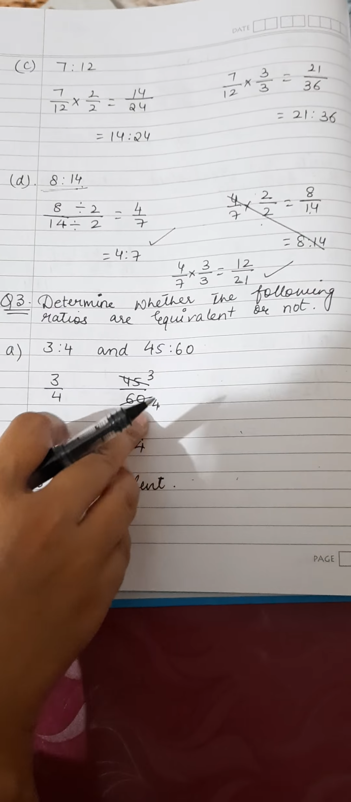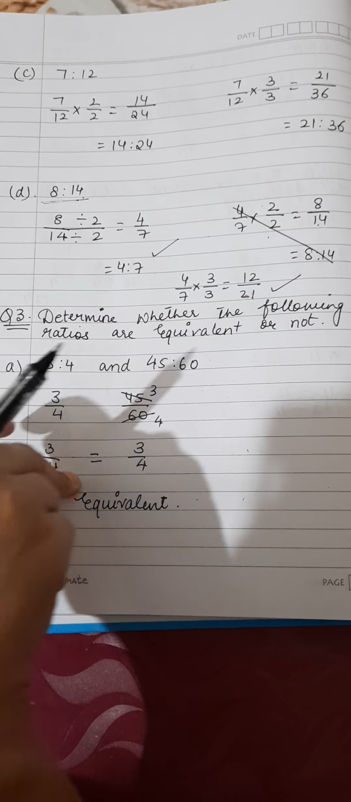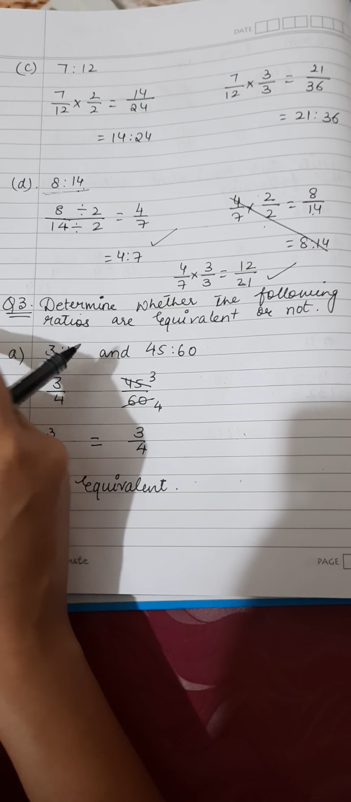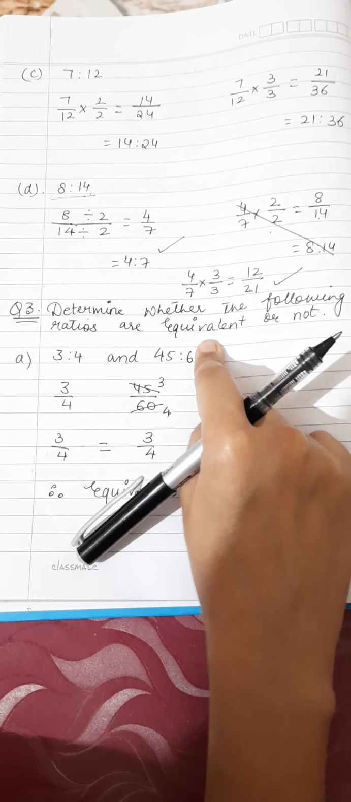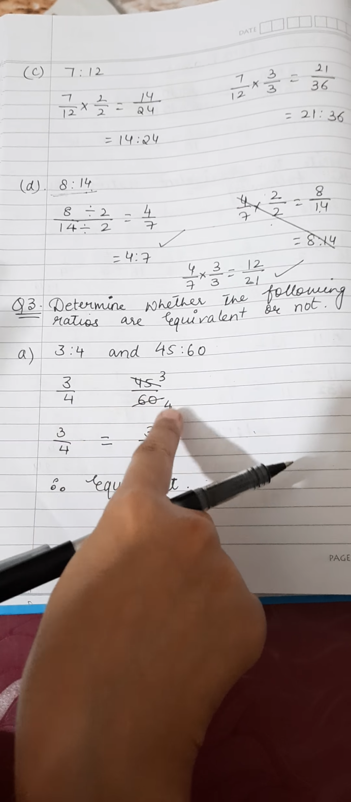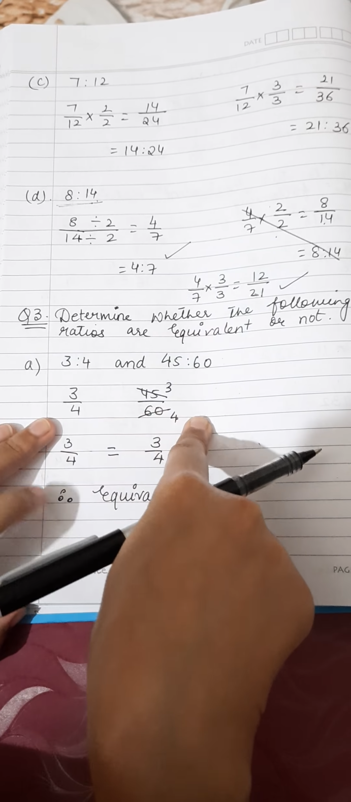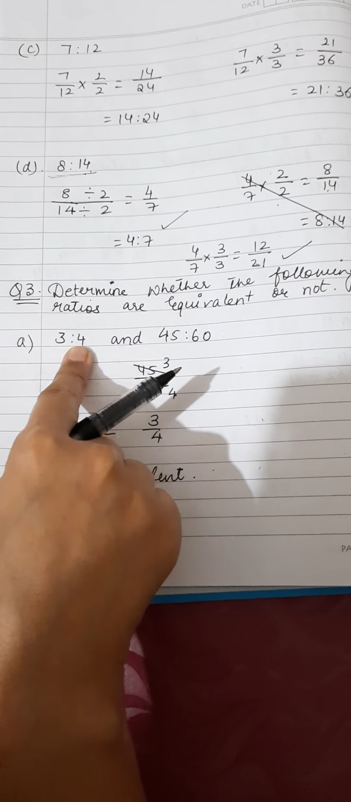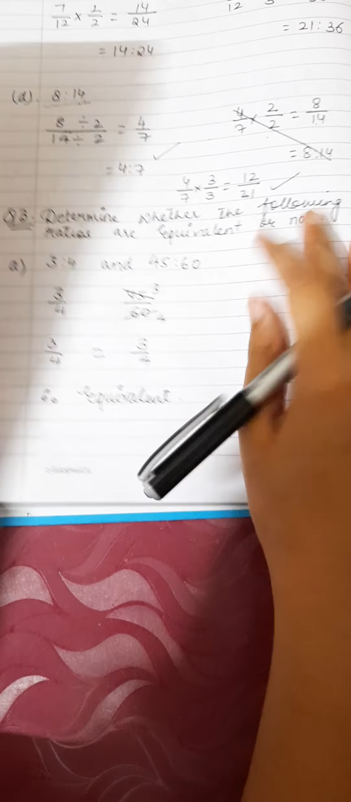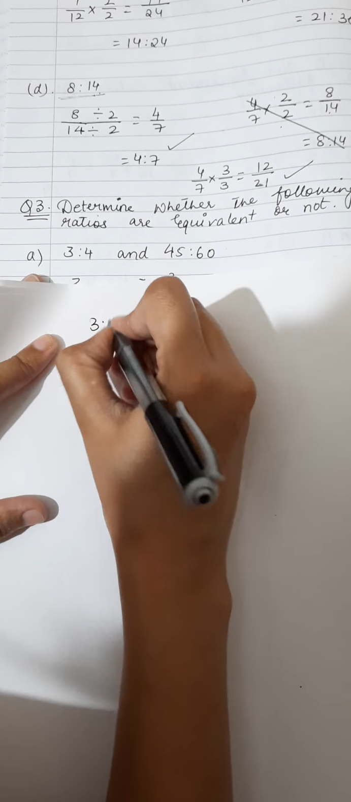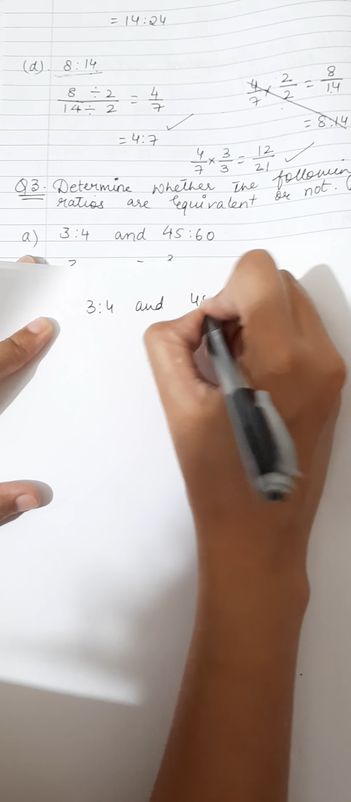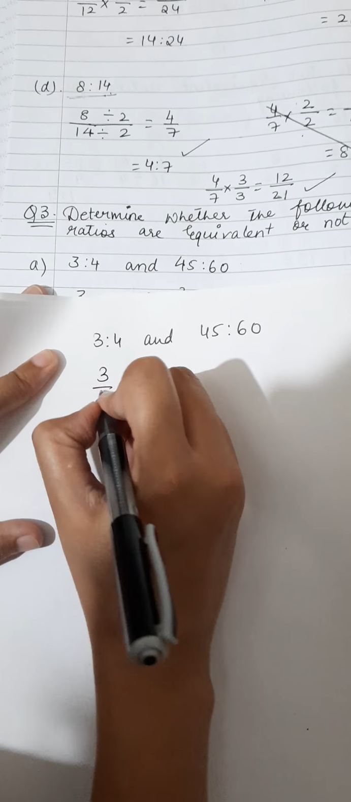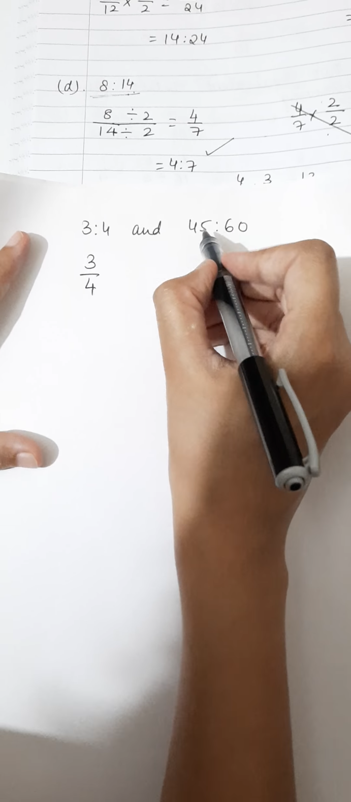Question number 3. Now in this question you have to determine whether the following ratios are equivalent or not. Equivalent means that both sides, the ratio or the fractions, have to be same. If the fractions are same, then that means the ratios are equal. Now in the first part, 3:4 and 45:60 is given to me.